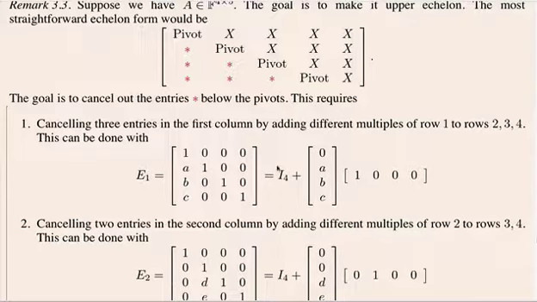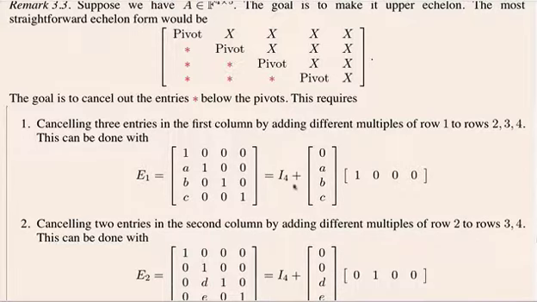What we need is adding different multiples of row 1 to rows 2, 3, and 4. This can be done with the matrix E1, which is a 4 by 4 lower triangular matrix, I'm sorry, with ones on the diagonal, and then a, b, c here. As a result, the first row stays the same, the second row gets a times the first row added, the third row gets b times the first row added, and to the fourth row we add c times the first row.